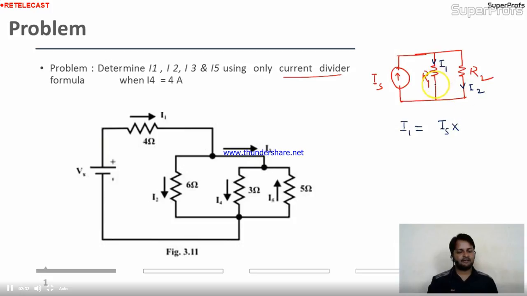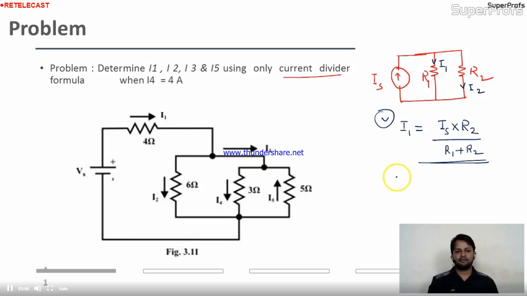multiplied with the opposite branch resistance. Who is the opposite of R1? R2. Opposite branch resistance divided by the summation of resistances, R1 plus R2, simply. In the same way, we have the formula for I2 also. But observe, if you clearly observe here, this formula is given for two parallel connected elements. But here we have 1, 2 and 3 parallel connected elements.